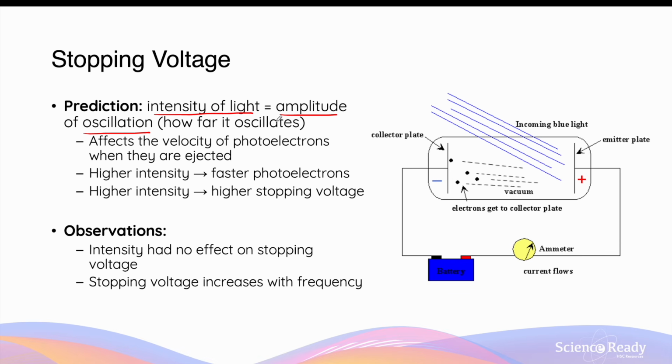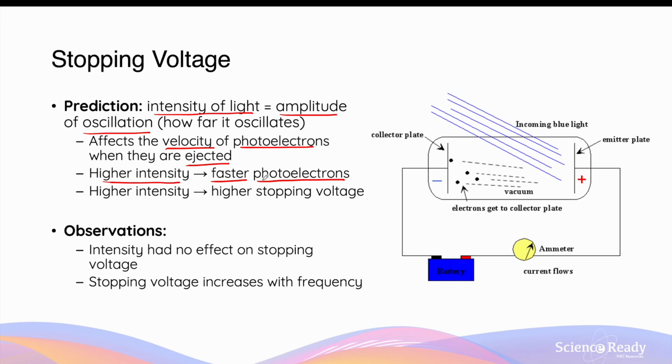Greater amplitude means there's a greater acceleration and, of course, a greater intensity of light. So it predicted that it affects the velocity of the photoelectrons when they're ejected, such that a higher intensity of light will result in a faster emission of photoelectrons. That means the photoelectrons will reach a higher velocity and therefore possess a greater amount of kinetic energy.